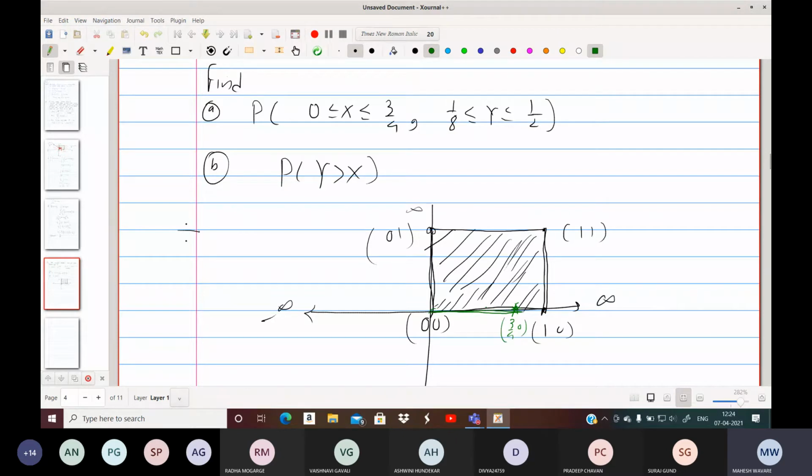So x has this range. What is the range of y? y has 1 upon 8. Okay, half is here, 1 by 4 is here, and half of 1 by 4, which is 1 by 8, is here. So y has this range.